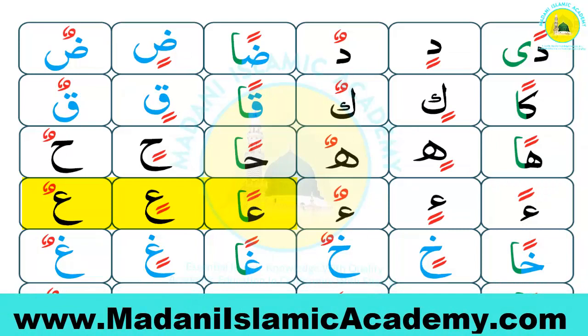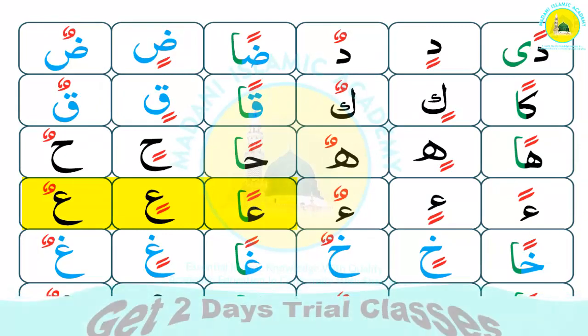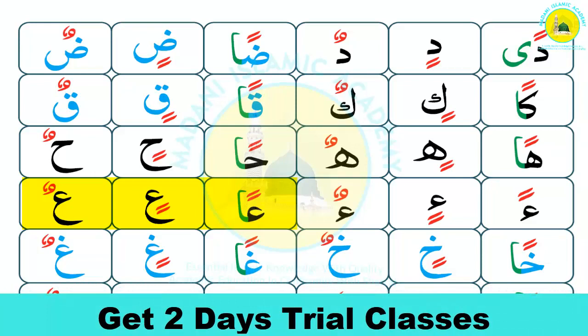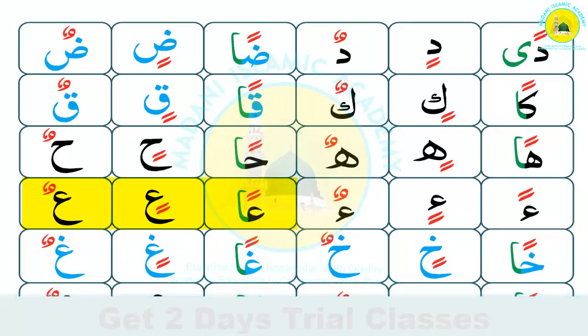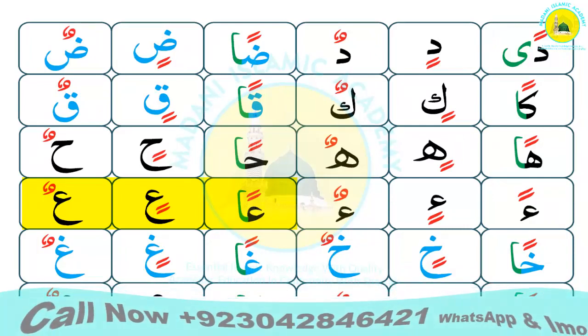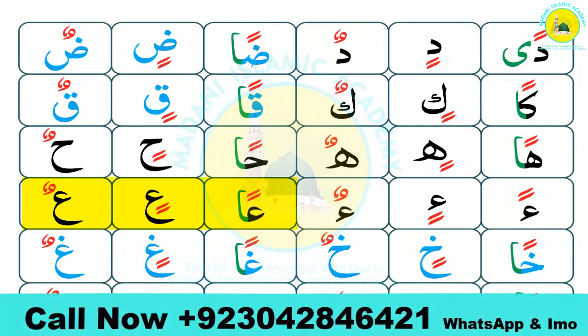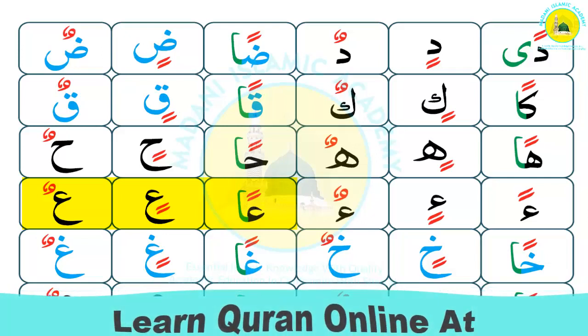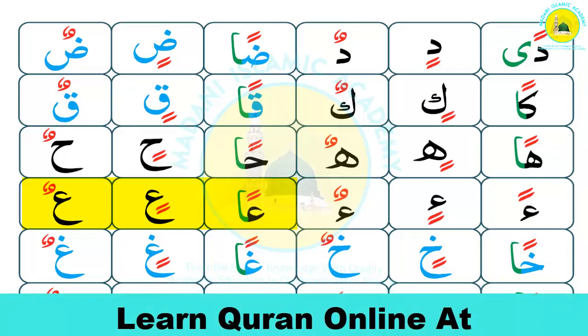عین دو زبر عن. عین دو زیر عن. Again, عین is from the middle of the throat. عین دو پیش عن. عن عین عن.